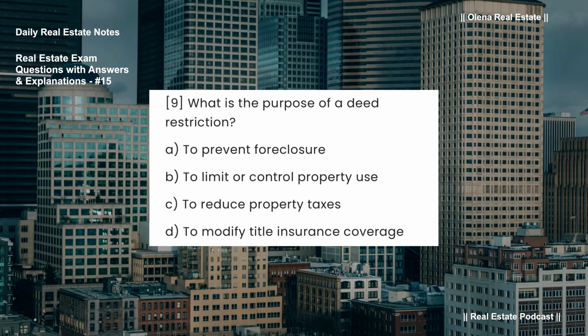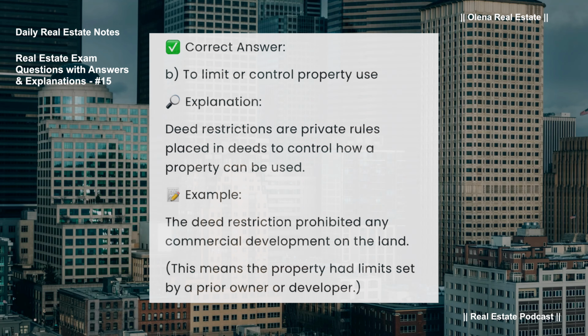What is the purpose of a deed restriction? A. To prevent foreclosure. B. To limit or control property use. C. To reduce property taxes. D. To modify title insurance coverage. Correct answer, B. To limit or control property use.